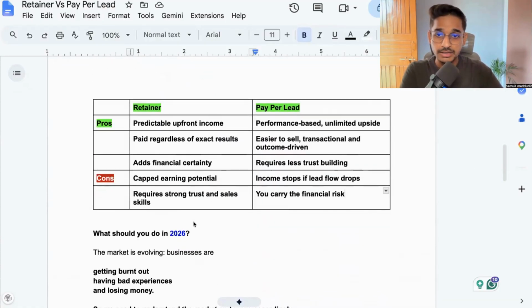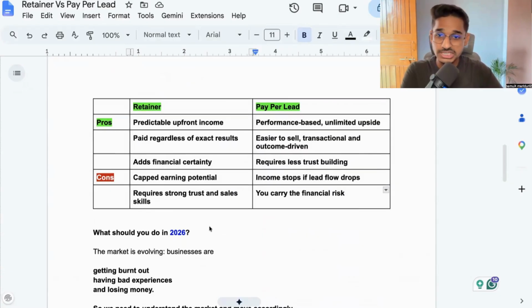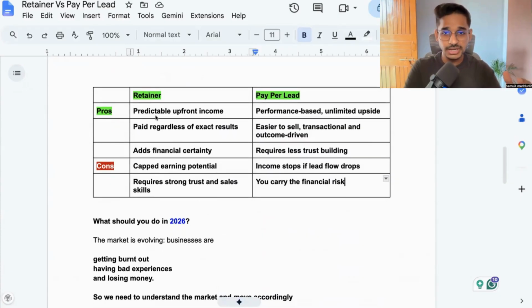Okay, now let's talk about the pros and cons for each model. In the retainer model, the first pro is that it is predictable upfront income. You get to charge a certain amount, let's say your management fee, upfront before you even start the service, right? And you get paid regardless of the exact results, because you do not guarantee a certain outcome. Even if you bring them 20 leads, you still get paid $1,000, or even if you bring them 35 leads, you still get paid $1,000 management fee for your services. So you get paid regardless of the exact results.